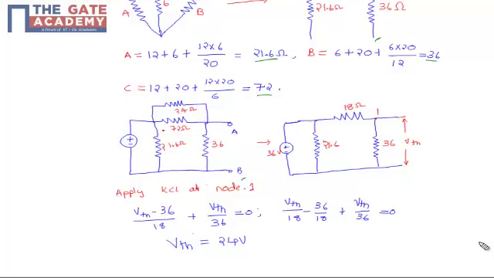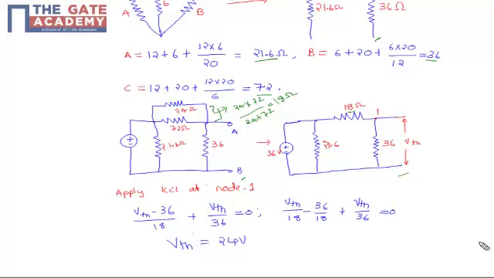The pi network has a parallel resistance, that is 24 ohms. These 24 ohms and 72 ohms are in parallel. Converting this parallel combination, we get 24 into 72 by 24 plus 72, which gives the value of 18 ohms. So substituting these two parallel resistances, we get 18 ohms.